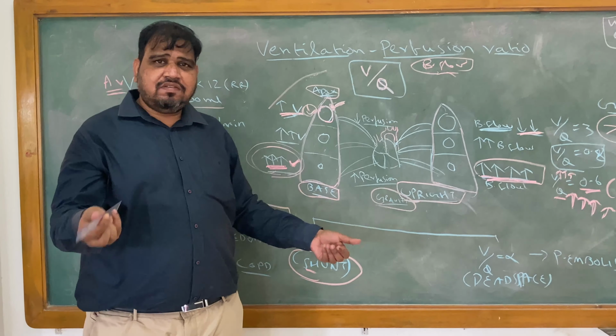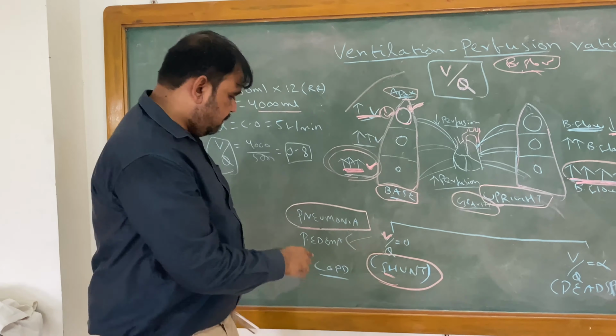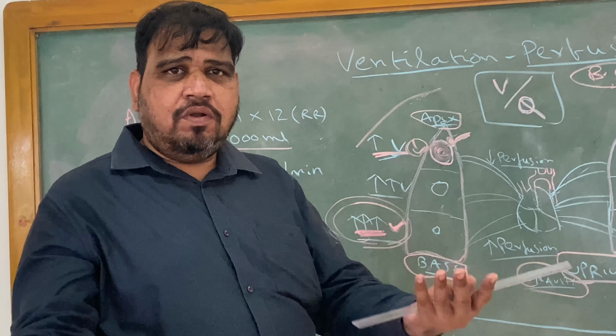Some other conditions where ventilation is 0 or less but blood flow is normal, for example, pulmonary edema. In pulmonary edema what happens? Alveoli will be filled with fluid instead of air. So again, what will happen? The alveoli filled with fluid will not be able to take oxygen. So ventilation is again 0. When ventilation is 0, the V/Q ratio will become 0. Again, the blood flow will not be able to take oxygen, so the blood flow is wasted. Wasted blood flow we call a shunt.